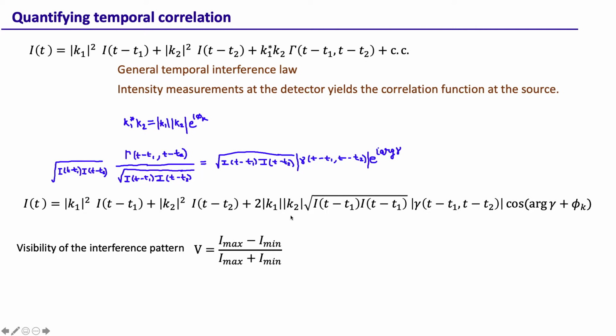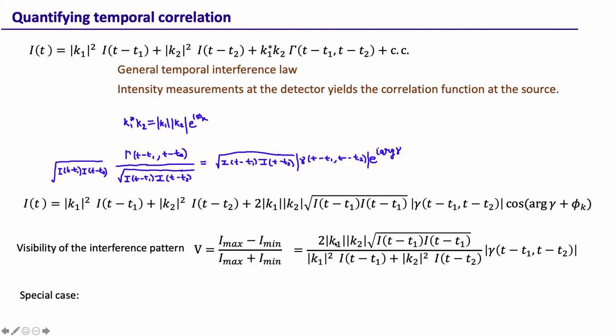If we do the math correctly, one can show that this quantity is just this term twice k1 k2, divided by this term. That is the visibility. Now in situations when the intensity coming from one arm of the interferometer is the same as the intensity coming from the second arm, that means k1 squared I(t minus t1) is equal to k2 squared I(t minus t2). When these two terms are equal, it turns out that the visibility is simply equal to the degree of coherence function. So this is a very easily experimentally measurable quantity.